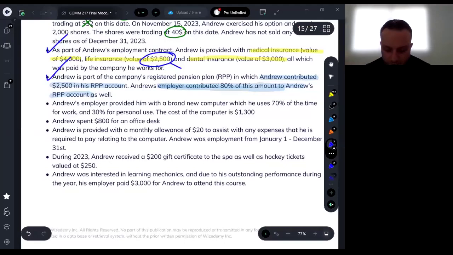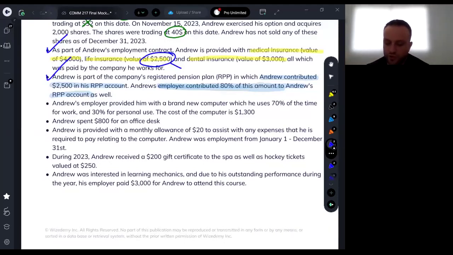Andrew's employer provided him with a brand new computer, which is used 70% of the time for work and 30% for personal use. The cost of the computer is $1,003. Wait, before you move on, did you write the numbers in the no effect column? No, because they have no effect. Okay, makes sense.